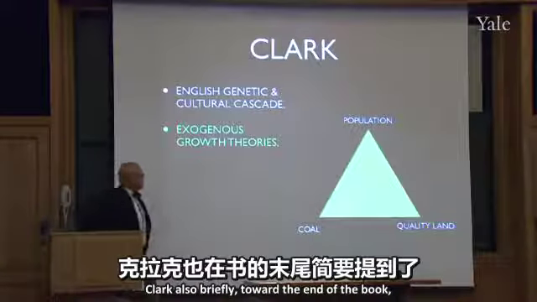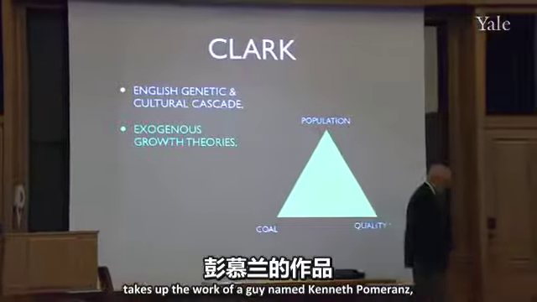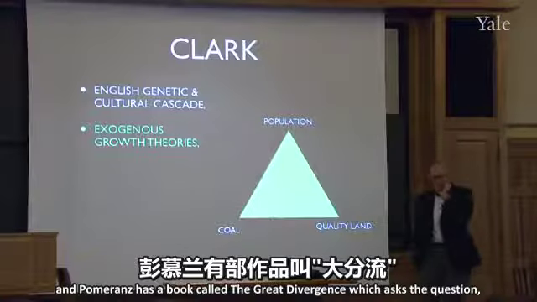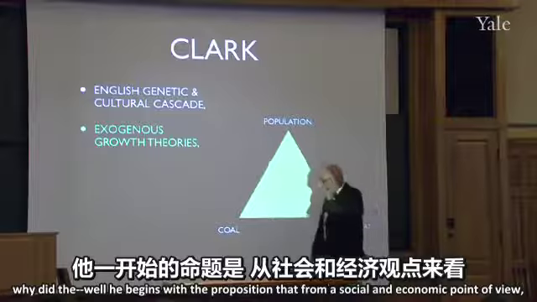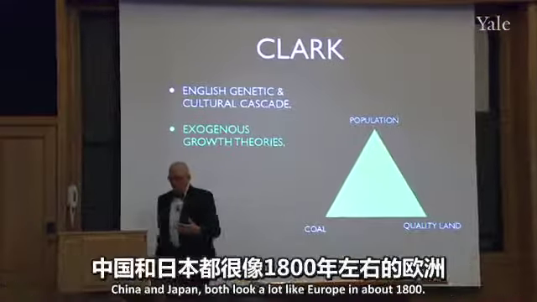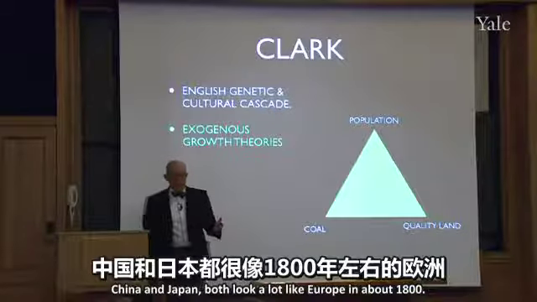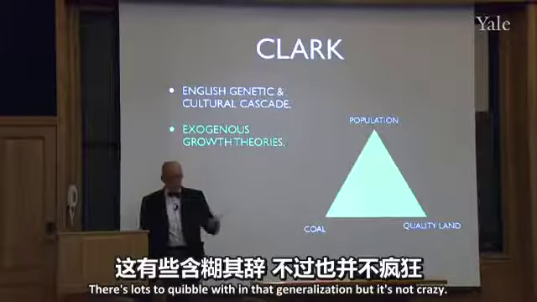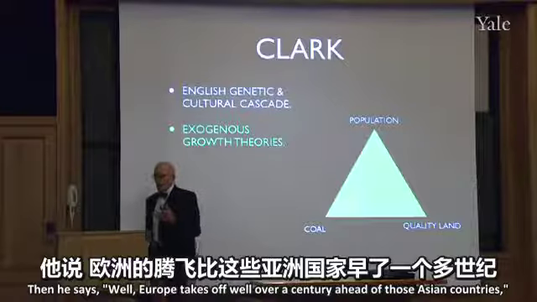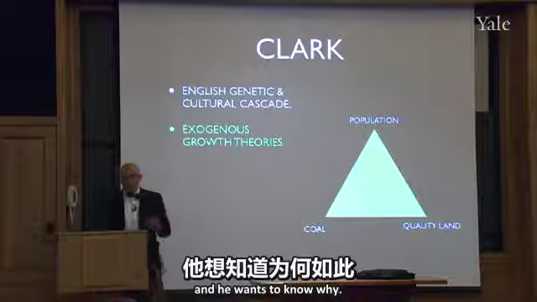Clark also, briefly toward the end of the book, takes up the work of a guy named Kenneth Pomerantz. And Pomerantz has a book called The Great Divergence, which asks the question, why did... well, he begins with the proposition that from a social and economic point of view, China and Japan both looked a lot like Europe in about 1800. And there's lots to quibble with in that generalization, but it's not crazy. And then he says, well, Europe takes off well over a century ahead of those Asian countries. And he wants to know why.